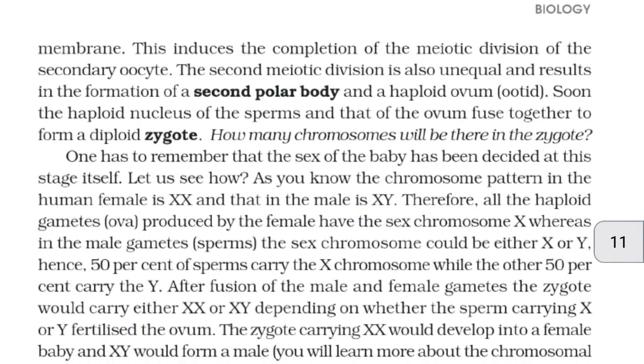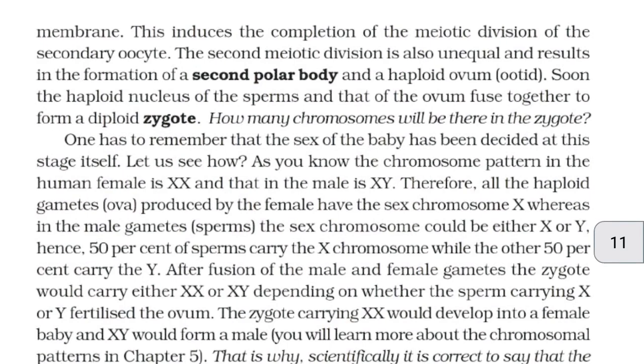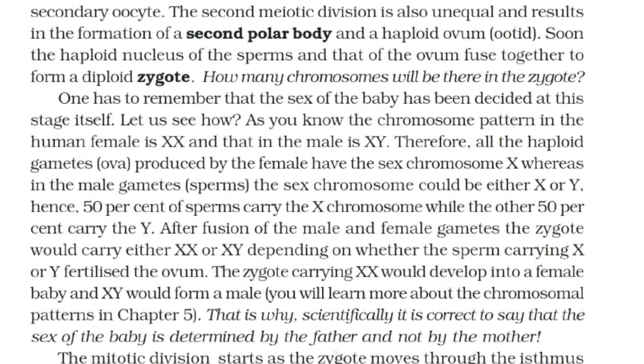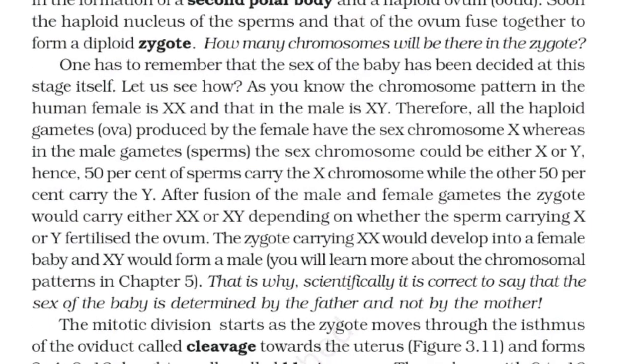The meiotic division is also unequal and results in the formation of a second polar body and a haploid ovum. Soon the haploid nucleus of the sperm and that of the ovum fuse together to form a diploid zygote. How many chromosomes will be there in the zygote? 23 from sperm and 23 from ovum. Total chromosome number is 46.